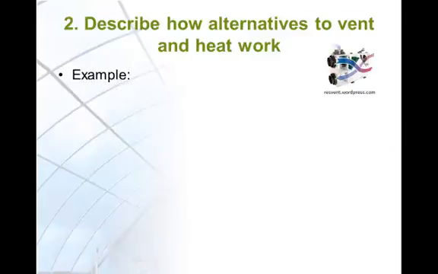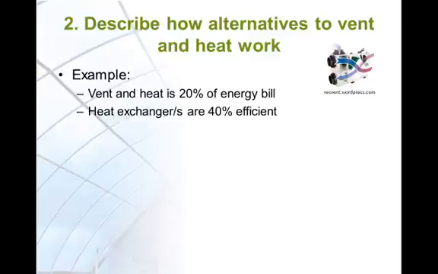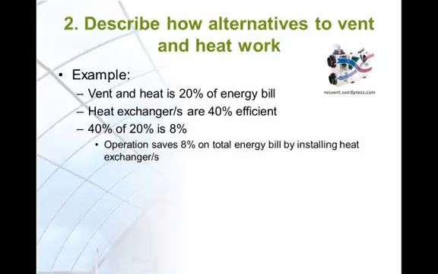Let's look at a cost example based on the above information. Vent and heat dehumidification is costing an operation 20% of the total energy bill. Heat exchangers are installed to recover waste heat. These exchangers are 40% efficient. 40% of 20% is 8%. So, the operation would save 8% of the total energy bill with the installation of heat exchangers.